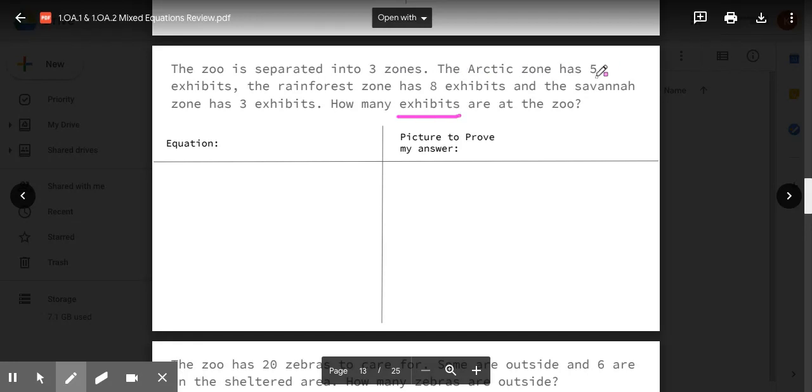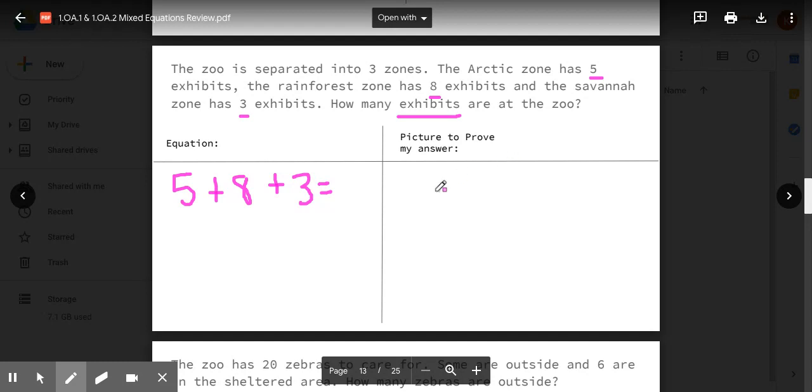The Arctic zone has 5 exhibits. The rainforest zone has 8 exhibits. And the savanna zone has 3 exhibits. How many exhibits are at the zoo? Now I'm going to draw a picture to prove my answer.